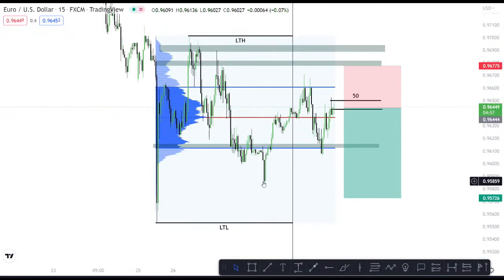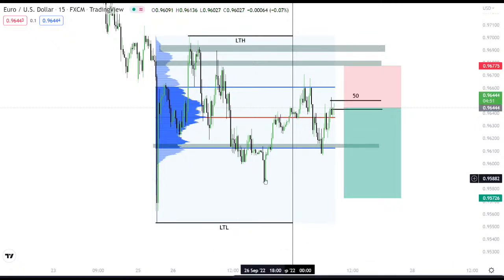So this low came in on, let me see which date. This low came in on September 26th, yesterday, at 1800 hours.